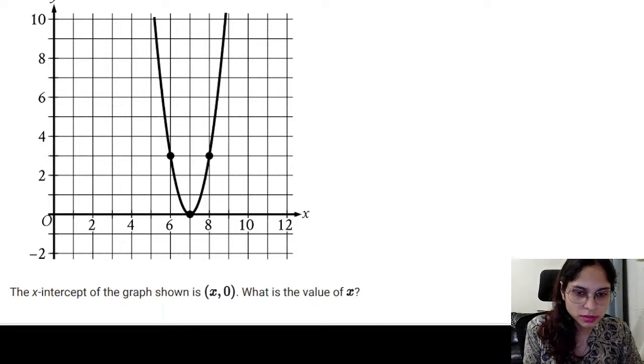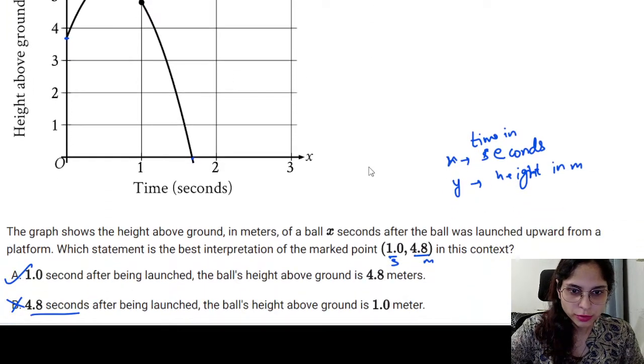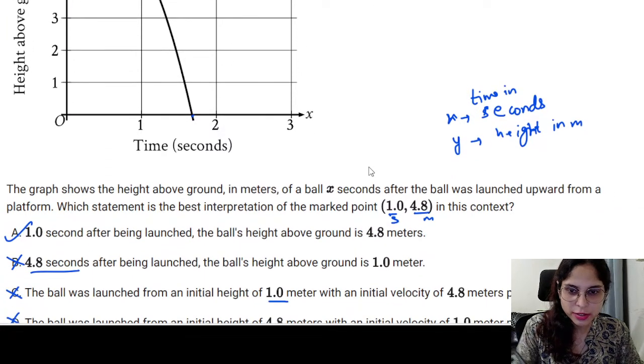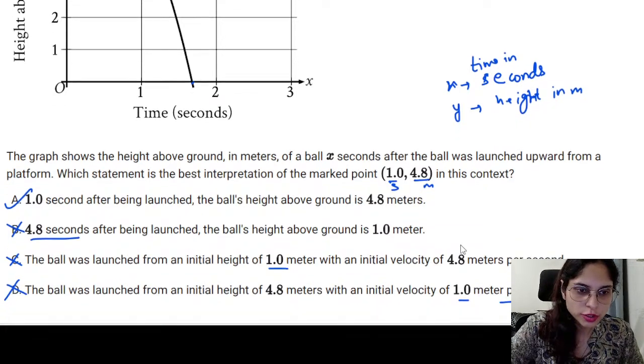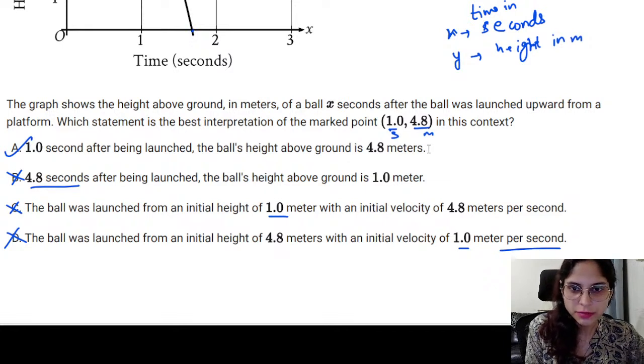So question number 4. Over here the graph is given, they wanted to know what this point means. The x coordinate is time in seconds, so 1 is seconds, the y coordinate is meters, so 4.8 is meters. So you have to see 1 second, 4.8 meters. In all the options there's only one where we see 1 second after being launched, the ball's height above ground is 4.8 meters, so this is our answer. Over here you have 1 meter, that's not correct. Again you have 1 meter, that's not correct, that should be in seconds. Again you have 1 meter per second, that's also not correct. So that was question number 4, and this point represents that after 1 second the height is 4.8 meters.